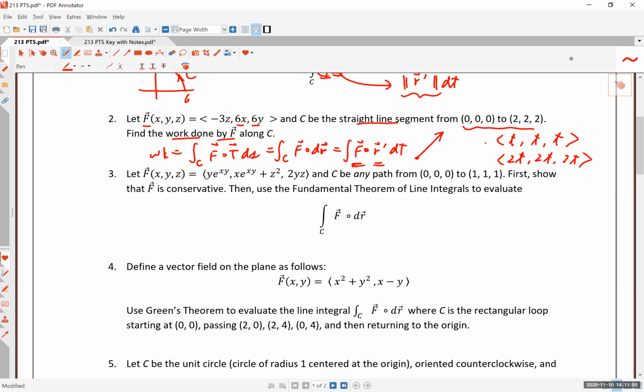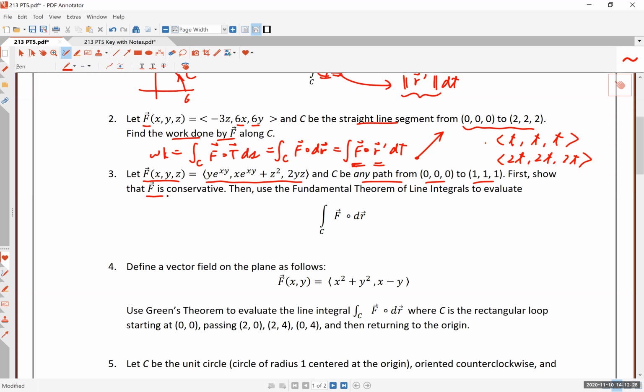All right, number 3, you are given the vector field, and this looks like a complicated one. And then C is any path. As soon as you see that, you say, all right, C doesn't matter as long as you go from one point to another. You should say, oh, this must be a question involving which theorem? If it says any path, that means the vector field must be path independent. And that means it's conservative. And that means you have to use the fundamental theorem of line integrals, right? Yeah, so you must use that one.